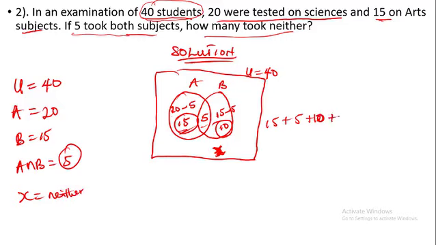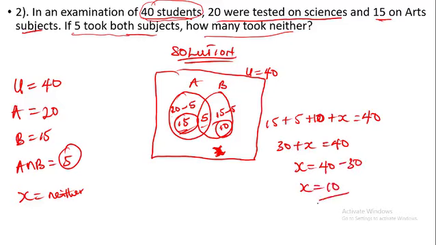So this plus X will then give us what? 40. Is that correct? 15 plus 5 will give us 20. 20 plus 10 will give us what? 30. 30 plus X is equal to 40, making X the subject of the formula. X is equal to 40 minus 30, and then X is equal to 10.